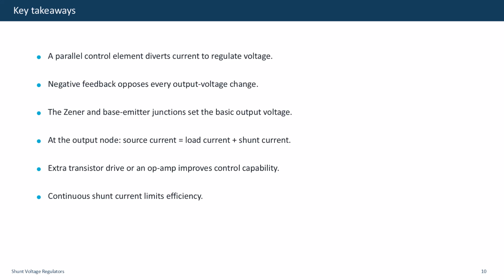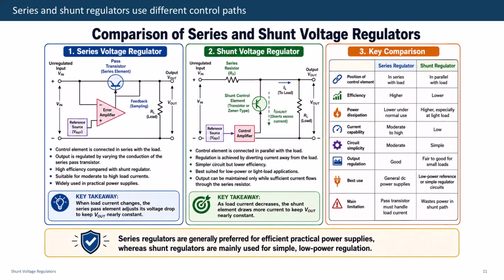Adding a transistor increases drive capability, while an op-amp provides a more sensitive comparison between reference and feedback voltages. The main limitation is efficiency because current continues to flow in the shunt branch even when the load does not need it. This comparison places the two regulator topologies side by side.